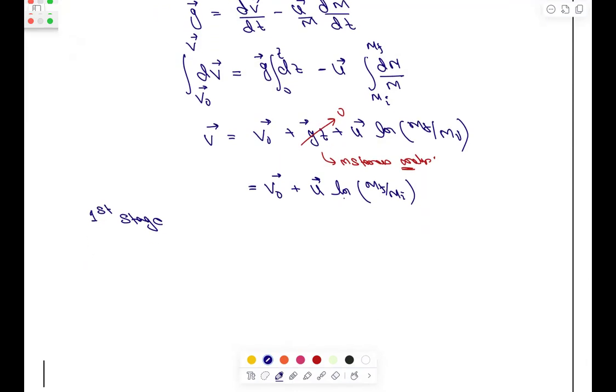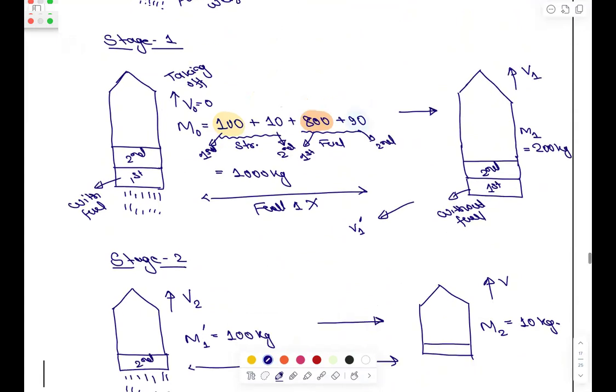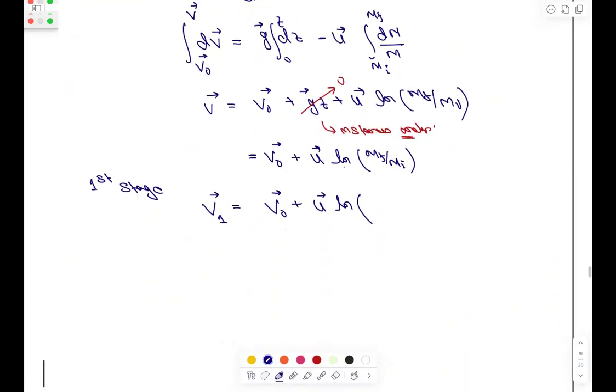So first stage, I can simply write that it is going to get V1 after the exhaust. Remember, it is the velocity gained only due to the exhaustion of the fuel. Fuel is finishing, and then this velocity comes. So it will have U. Earlier we had m naught and then we have m1. So m1 by m naught.